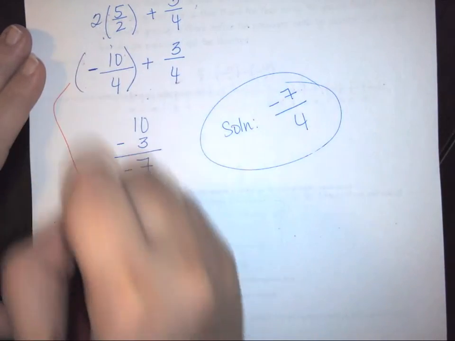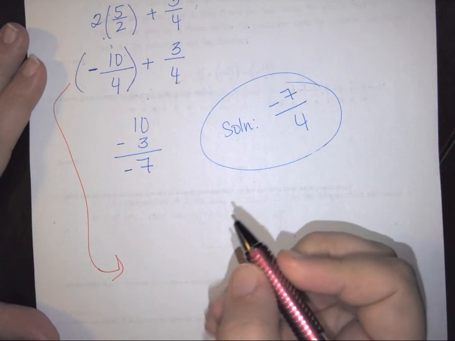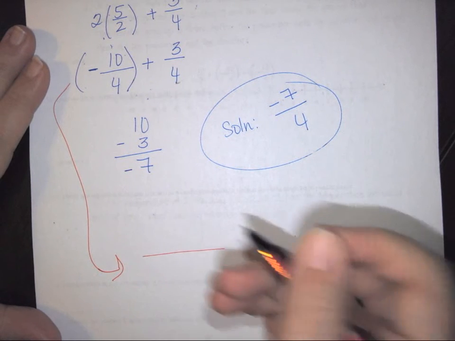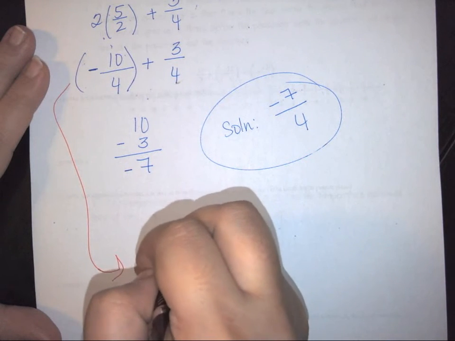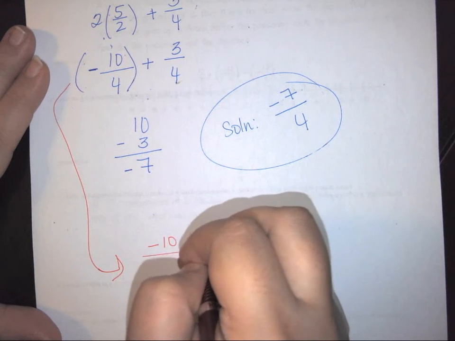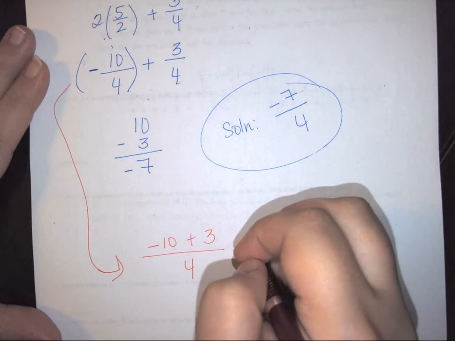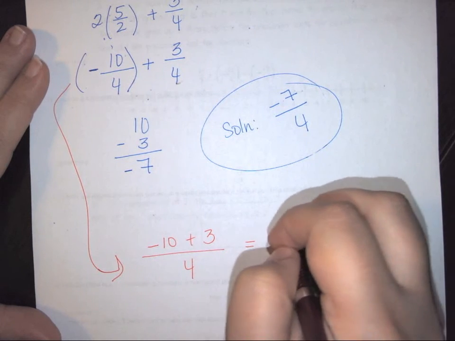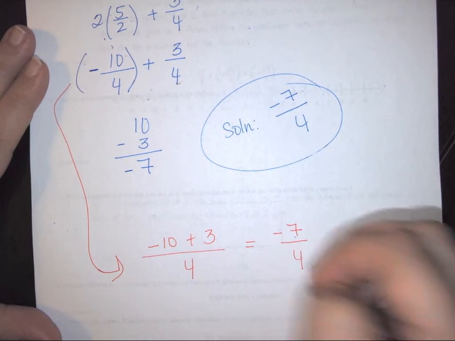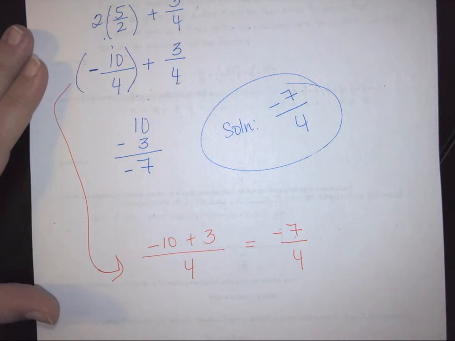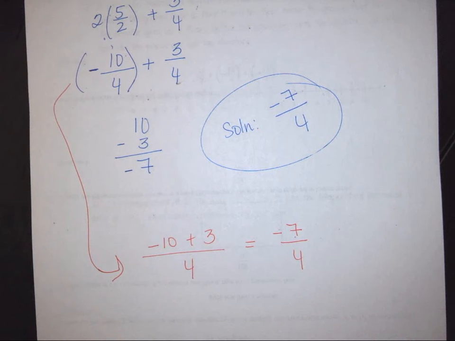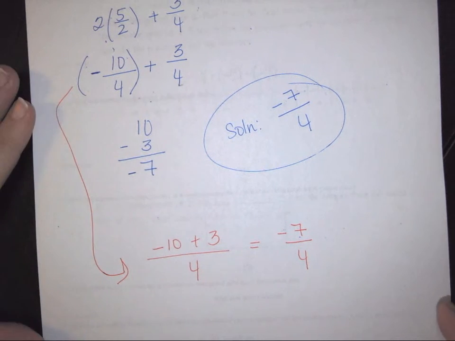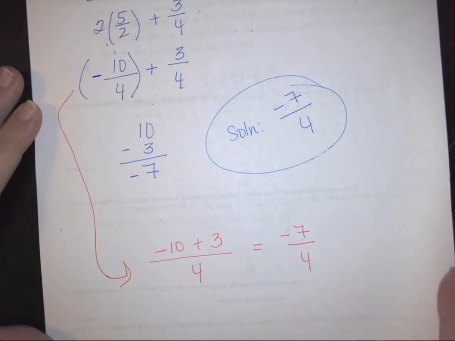Now, from here, another way that we could have looked at this is that I have one single fraction that has -10 plus 3 all over 4, and then gotten to the same -7/4 as a result. There's a million and one ways to solve problems, and so however you see it the best is how you need to attack the situation.